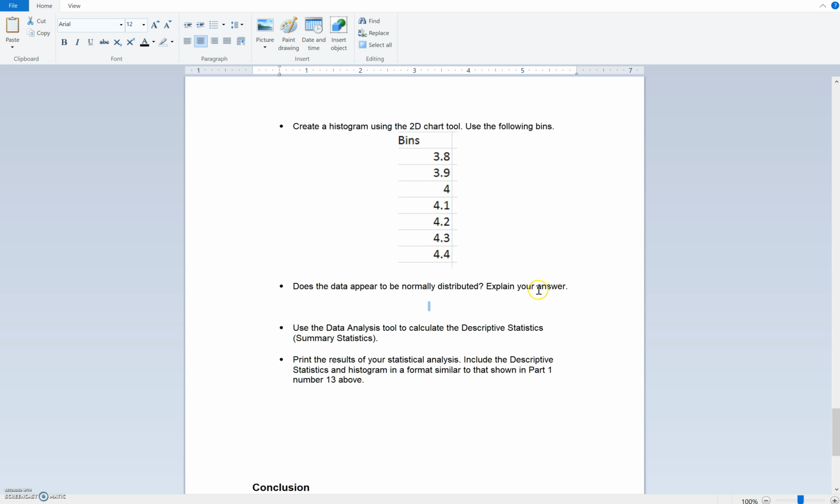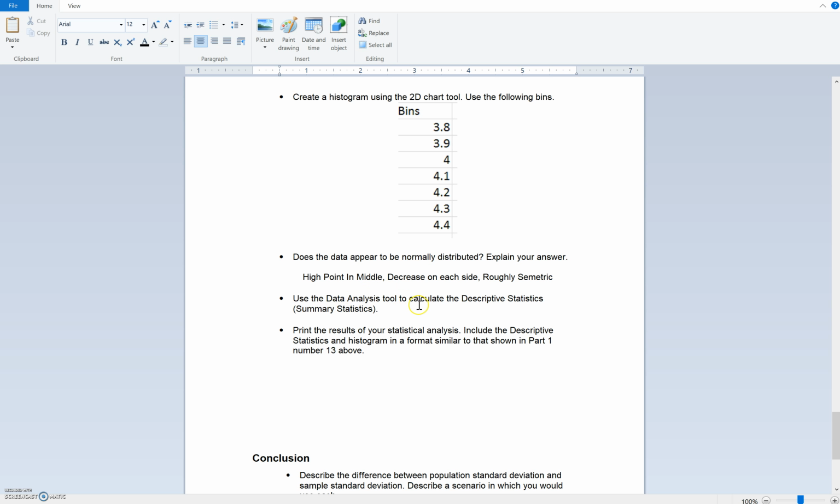And the explain your answer part, check back in your notes for what a normal distribution looks like. What makes it look like a bell-shaped curve? There should be three things. It should have a high point in middle. It should decrease on each side, and it should be roughly symmetric. How do you spell symmetric?